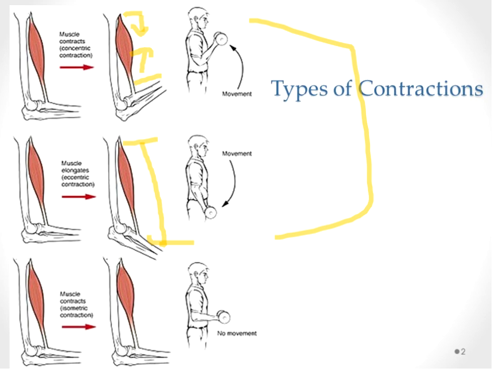Both of these contractions, where muscles are changing length, whether they're getting shorter or longer, are known as isotonic contractions. So sometimes in books they just want you to know if a muscle changes its length when it's contracting, then it's isotonic. If it gets longer, it's eccentric isotonic. If it gets shorter, it's concentric isotonic.